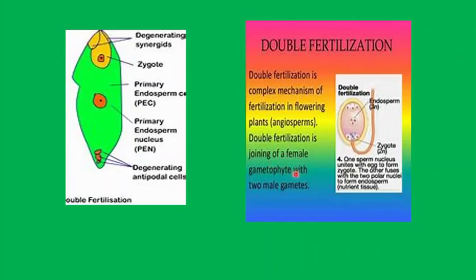and it is the joining of the female gametophyte with the two male gametes. One sperm nucleus unites with the egg to form the zygote, whereas the other fuses with the two polar nuclei to form the endosperm, which provides nourishment to the growing embryo. So this whole process is known as double fertilization.